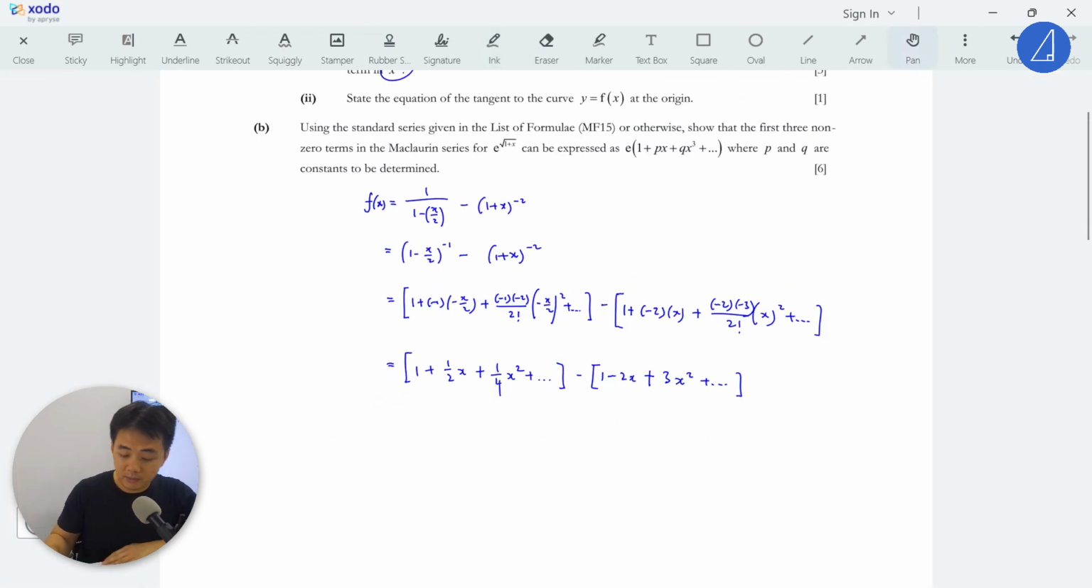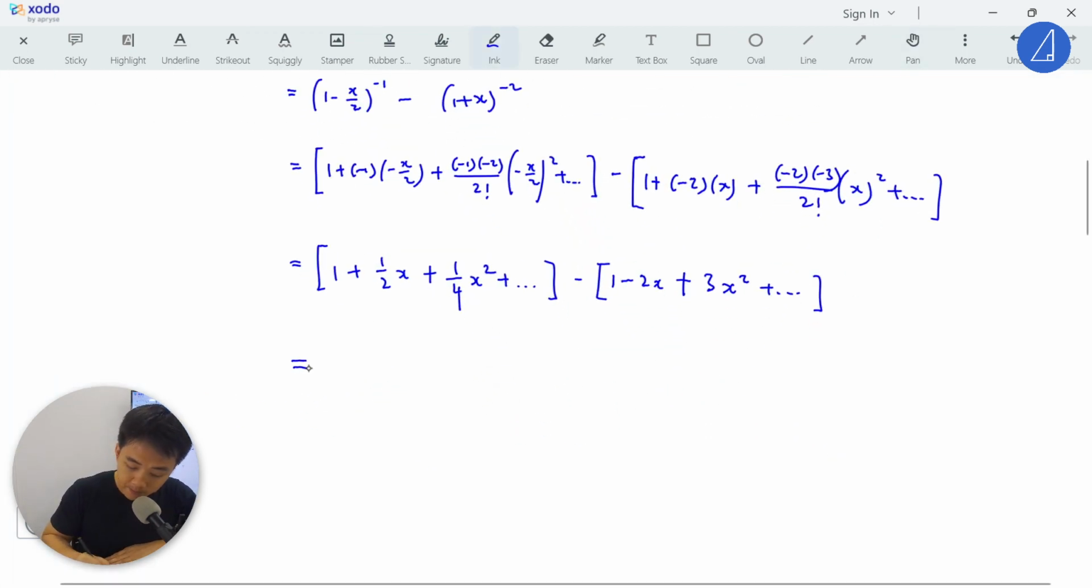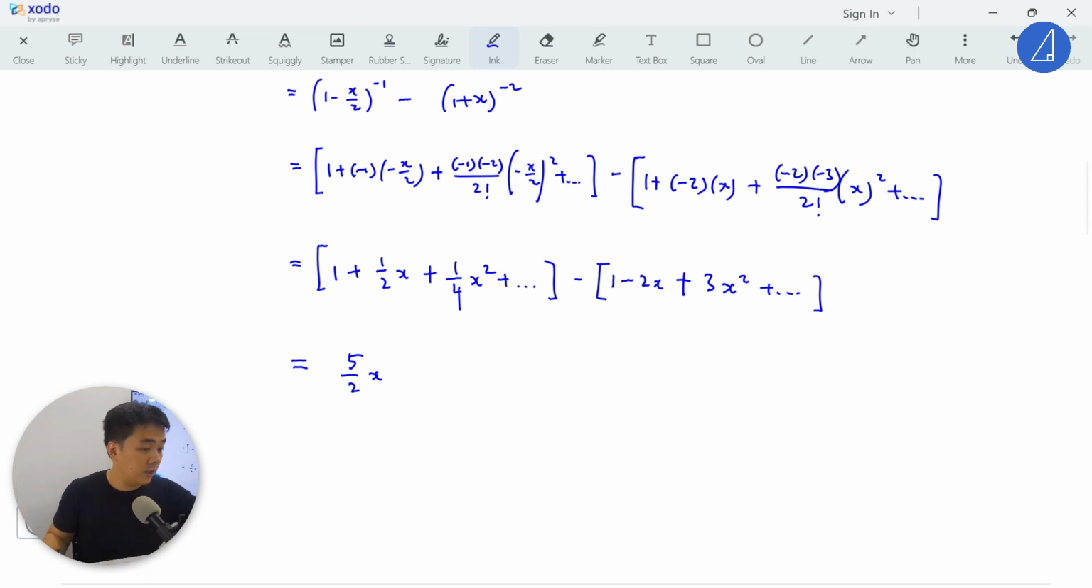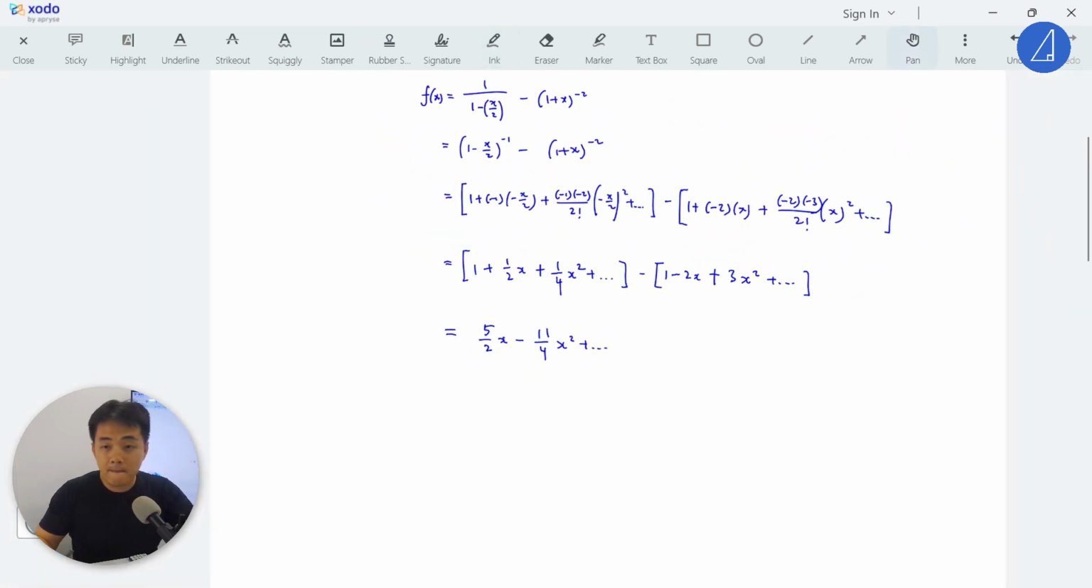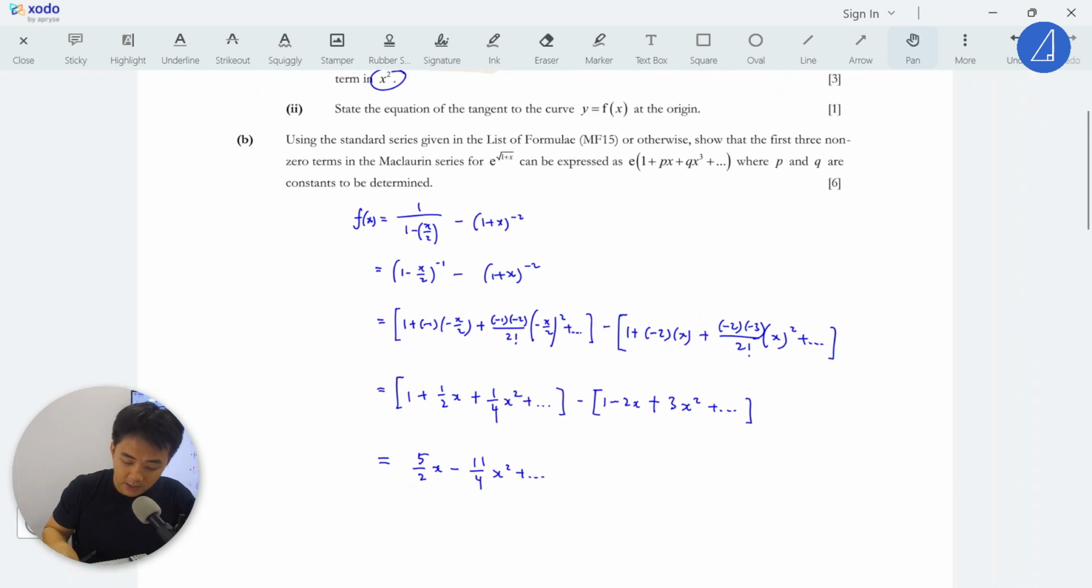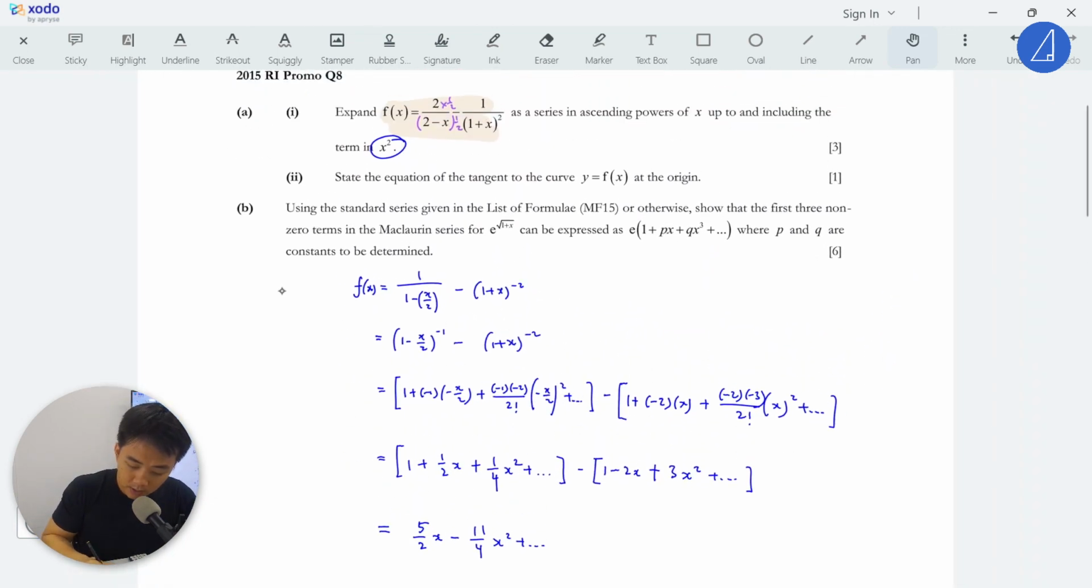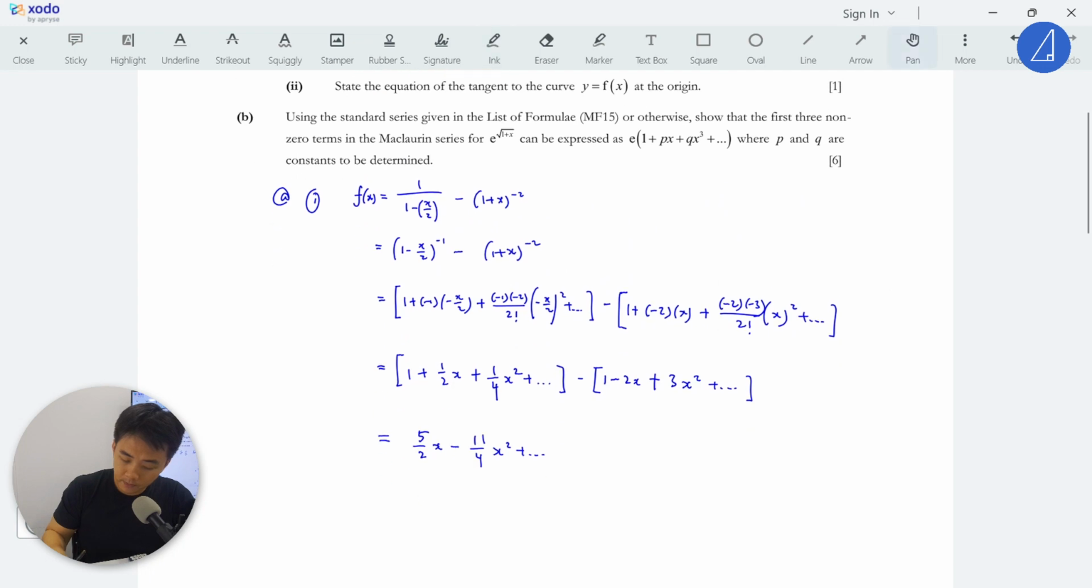Alright, then you just simplify everything. 1 minus 1 is 0, then 2 plus 1 half, so it's 5 over 2 x, and after which 1 quarter minus 3, minus 11 over 4 x squared. It's good. So once this is done, this is part 1.